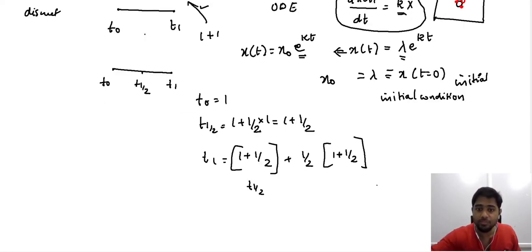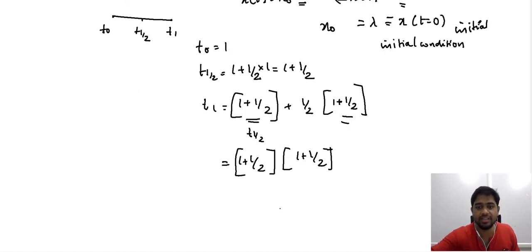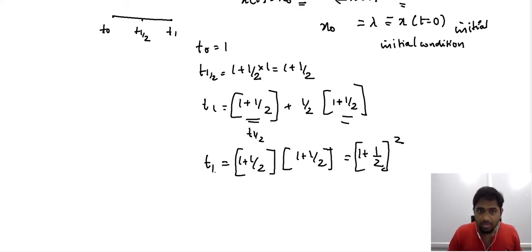Now it is possible for us to take this 1 plus 1 by 2 out. When we take 1 plus 1 by 2 out, we end up having another term similar to it. So we are taking this term out and we end up having an expression like this. And ultimately at t1 the size of the particle would be 1 plus 1 by 2, the whole power 2.